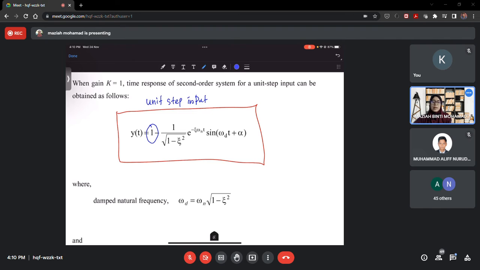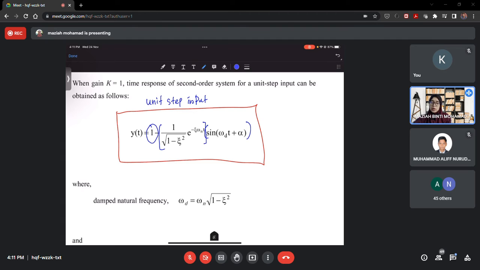All right, and then we can see a sine wave. Okay, there will be a sine wave in a second order, meaning there will be a sine wave behavior in the second order system. And then this part here will explain how fast the energy will be damped in the system.